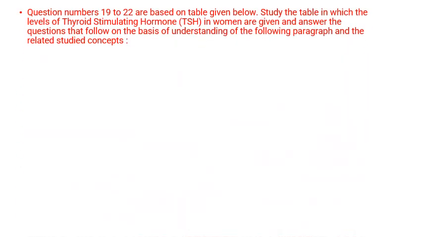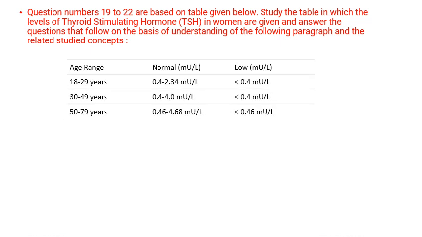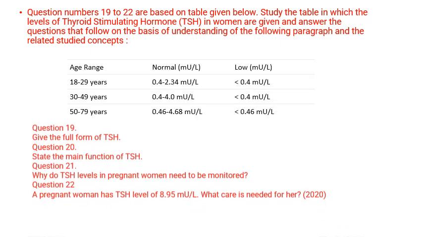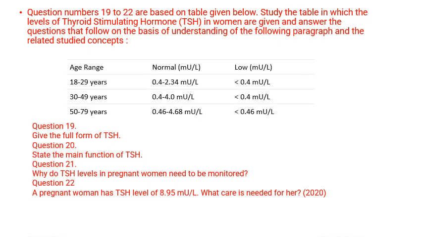Here comes a very important question. These are application level questions. So it is very important to understand the question better. Then you will find out the answers easily. Here the question is, questions number 19 to 22 are based on the table given below. They are given in a table here. You can go through this.